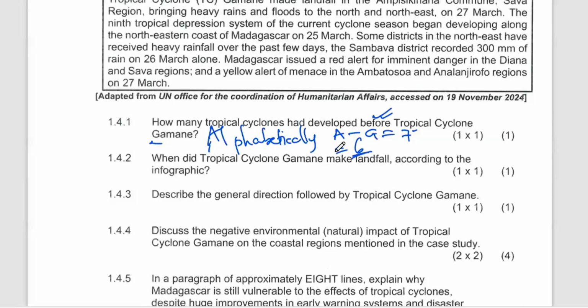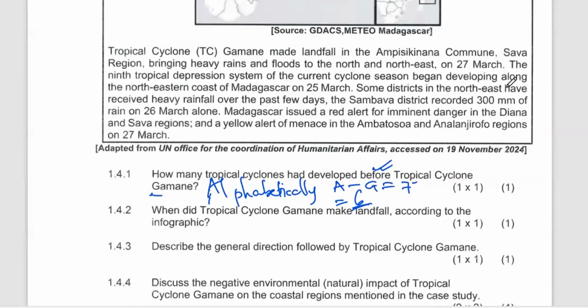Right. When did tropical cyclone Khamani make a landfall? According to the infographic, we find the information here. Tropical cyclone Khamani made a landfall in that area, bringing heavy rainfall and floods on 27 March. According to the infographic map, it made a landfall on the 27th of March.